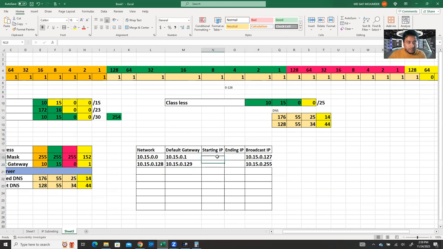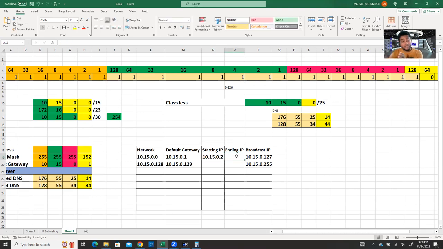Now, what should be the starting IP and what's the ending IP? So what does it mean? It's the range. That means how many usable IPs you can get with this starting IP and ending IP. So now we're going to start with the starting IP. The starting IP is the next number of your default gateway. So if you do like this, what is the IP number? This is 2. So this will be your starting IP.